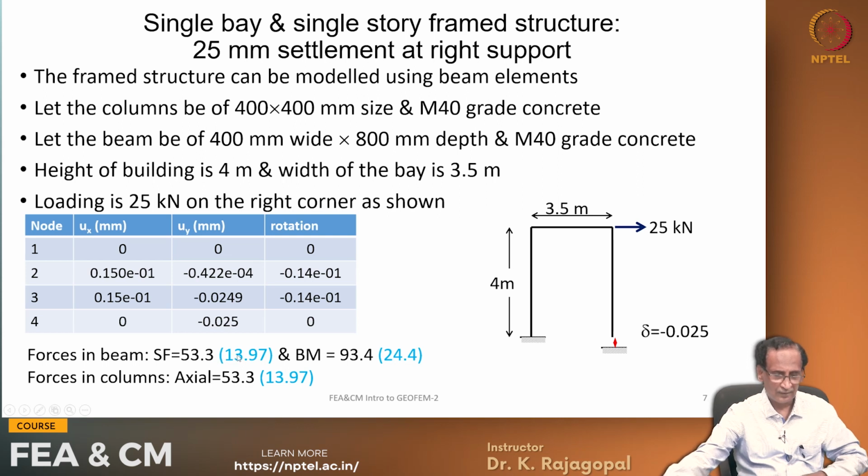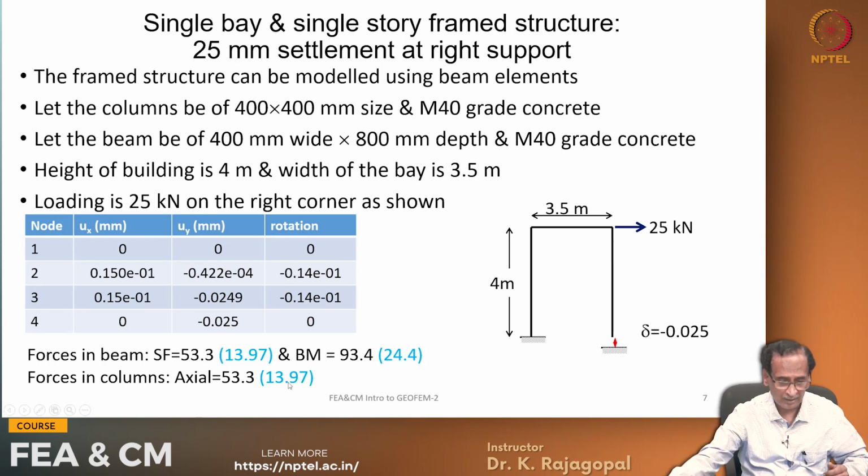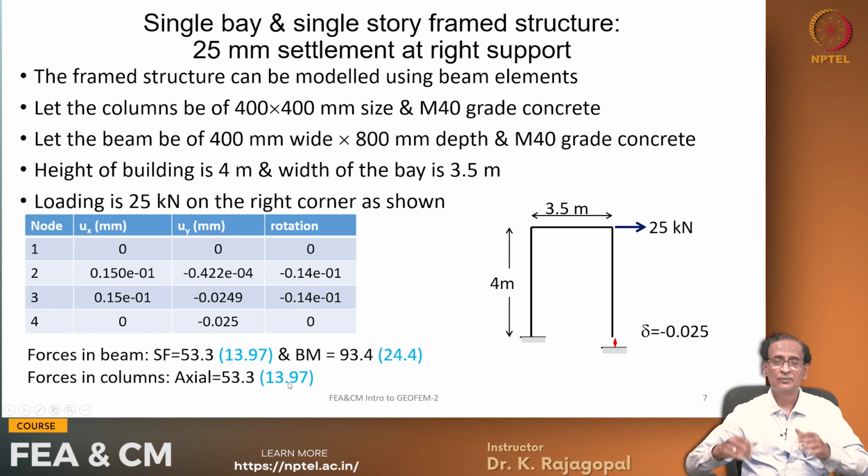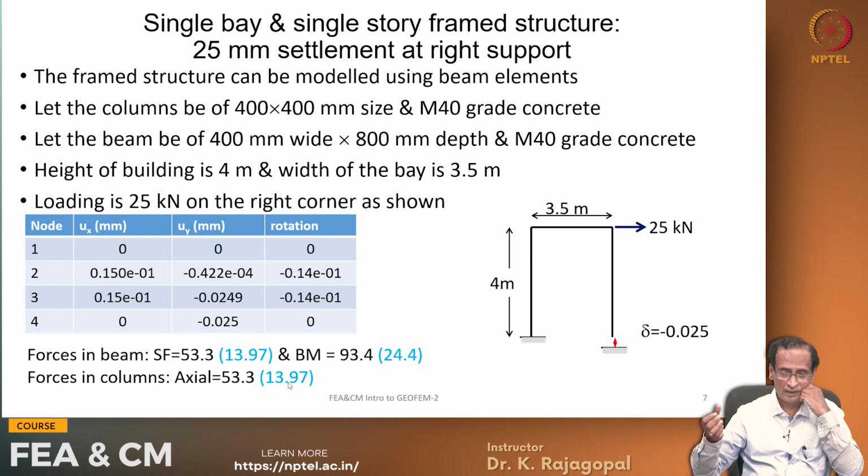The blue one is without the settlements, it was only 13.97, and the bending moment now is 93.4, and without settlements it was only 24. The axial force in the columns is also very high, 53.3 versus 13.97 without the settlements. So that shows the effect of settlements on any indeterminate structure like our building frames.